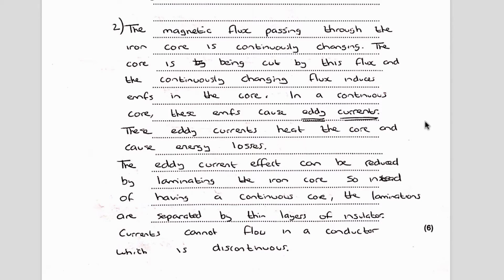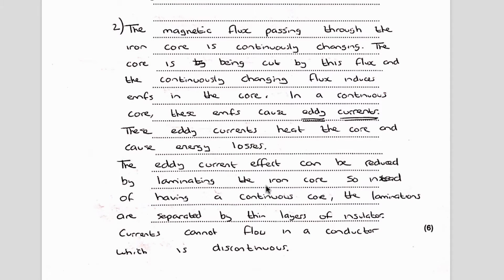So the first part of that answers the first part of the question about how energy losses happen. You can't just say eddy currents make the core hot. You've actually got to say how the eddy currents actually come about. So that's the first part. And then we look at how we reduce these eddy currents.